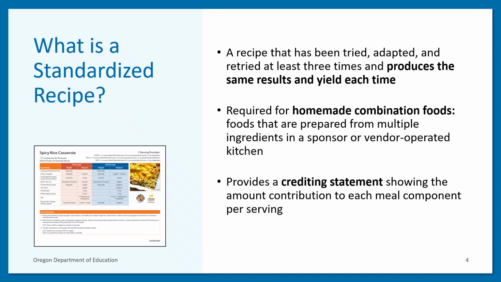First, what is a standardized recipe? A standardized recipe is one that has been tried, adapted, and retried at least 3 times, and it produces the same results and yield each time. Standardized recipes are required for homemade combination foods. These are foods that are prepared from multiple ingredients in a sponsor or vendor-operated kitchen. Standardized recipes always provide a crediting statement that shows the amount contribution to each meal component per serving.